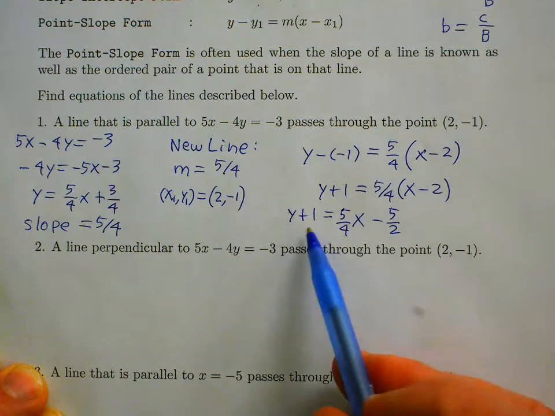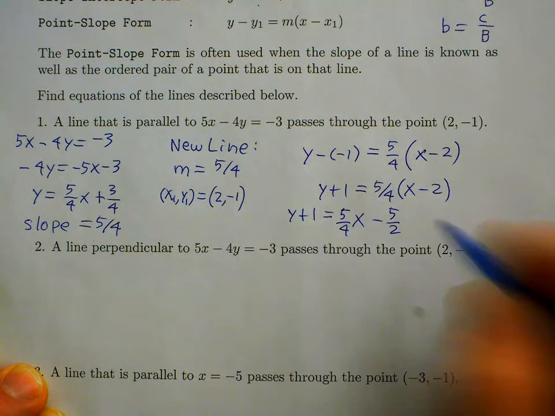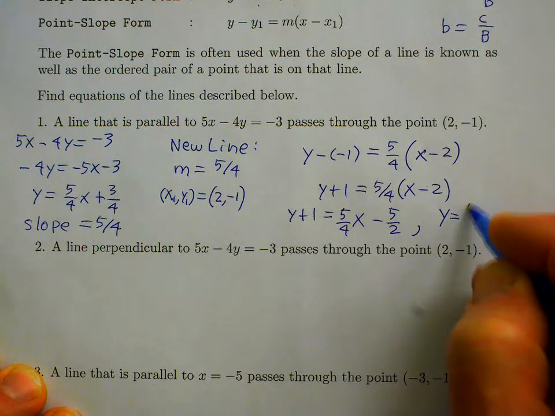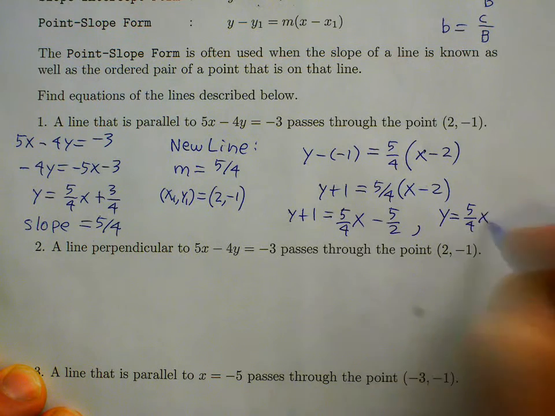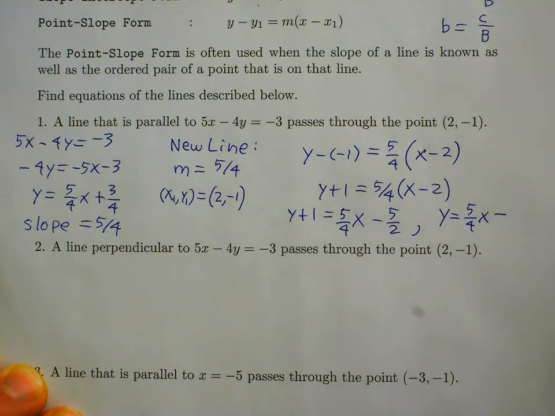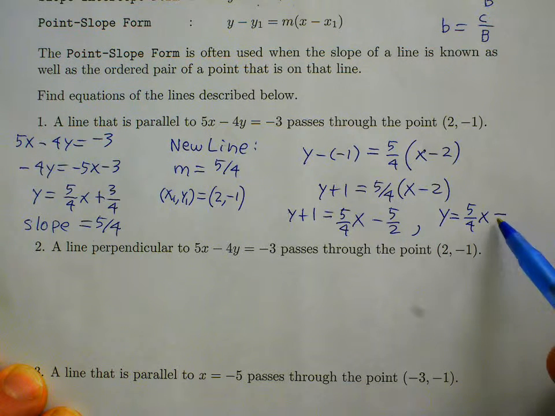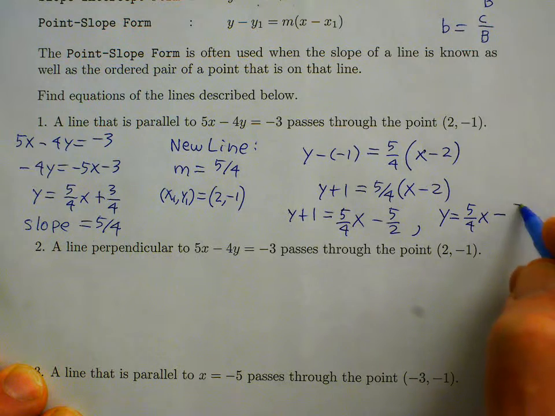And then we can subtract 1 from both sides. And we get y equals 5/4 x minus 5/2 minus 1, which is equivalent to minus 5/2 minus 2/2. So altogether we have minus 7/2.